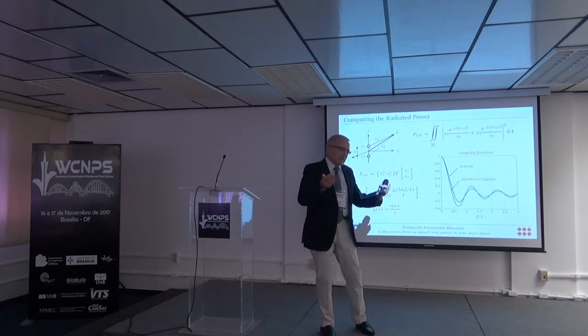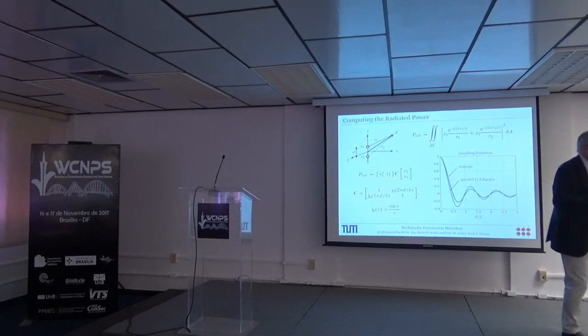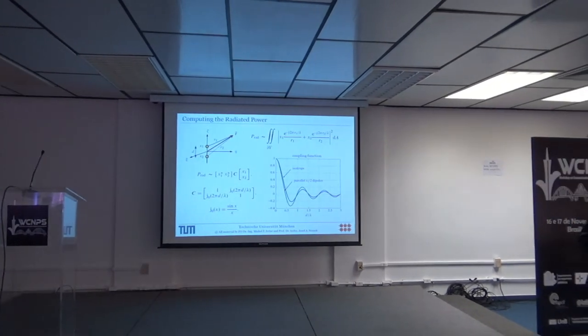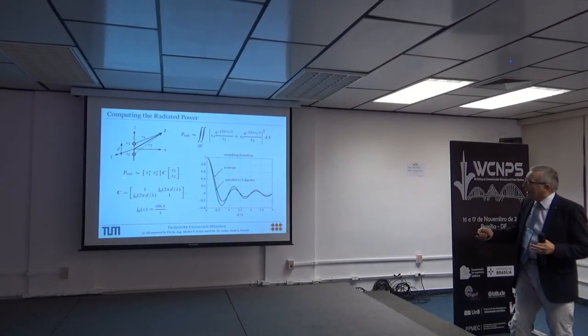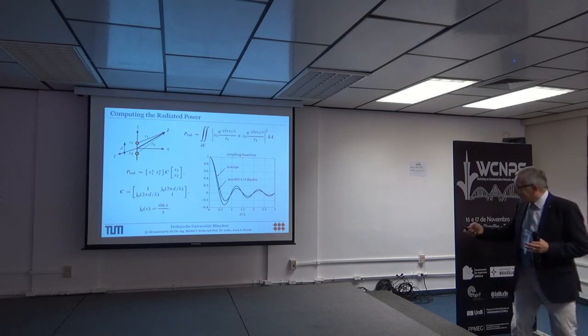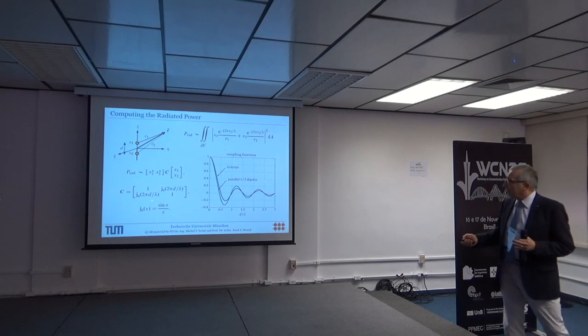To make things easy, I make the radius of the sphere large enough that the sphere is in the far field. Then it's easy to integrate the Poynting vector around that sphere and to find that our radiated power can be computed by a quadratic form. This is the vector of the currents, complex conjugated, the vector of the currents, and in between there is a matrix. Therefore, it's not the squared Euclidean norm of the current vector, but a quadratic form.